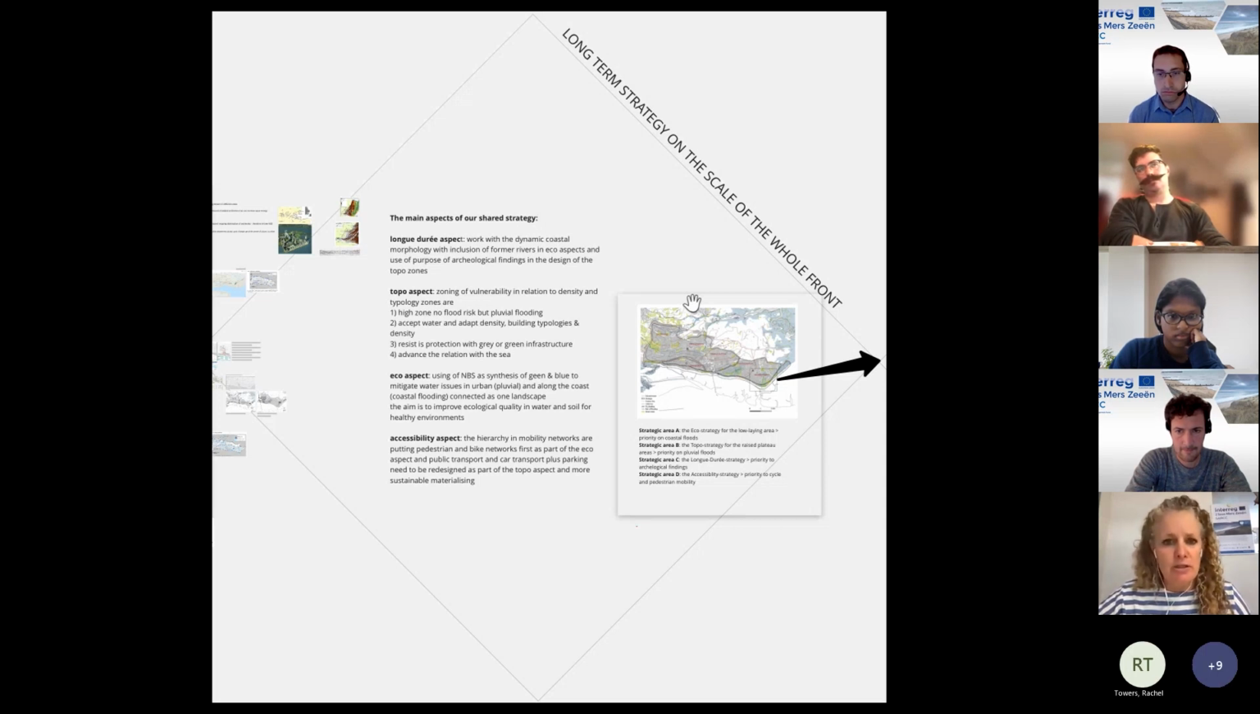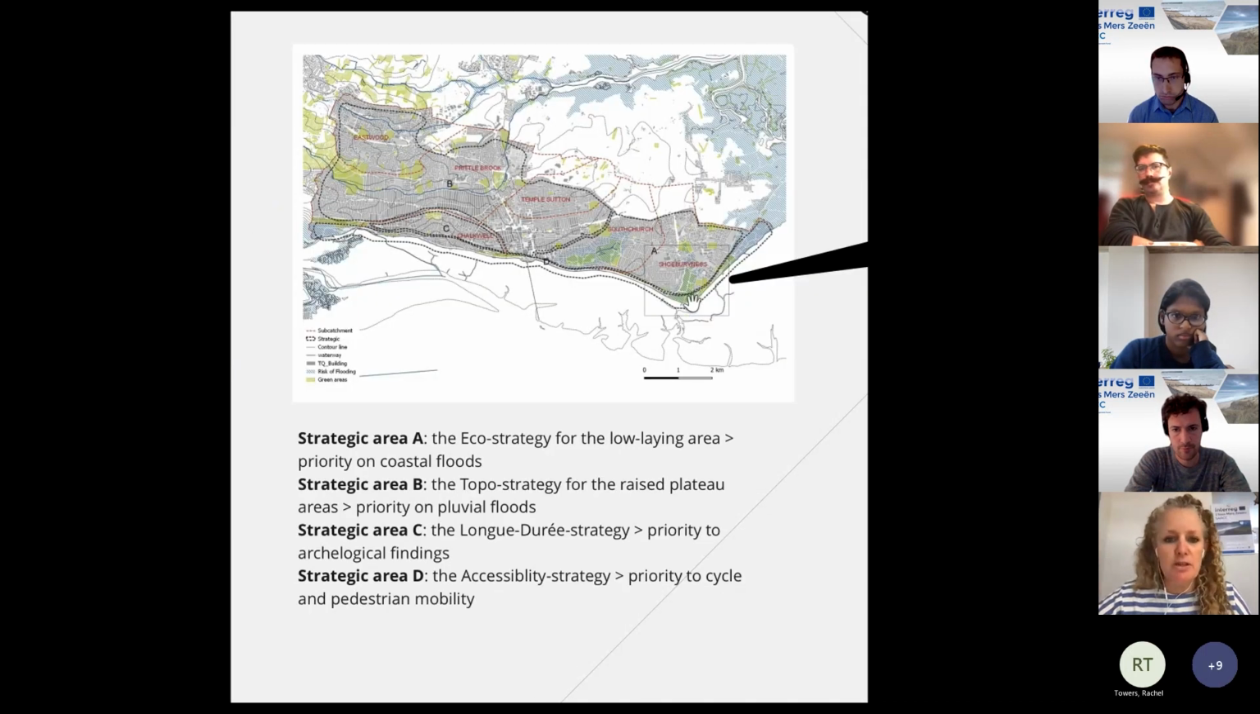Then the eco aspect is of course very important, and this is not only nature-based solutions in the coastal zone, but also connecting them as one system in the area behind. And the accessibility aspect was important because it is a touristic town and there are loads of cars and infrastructure, etc.